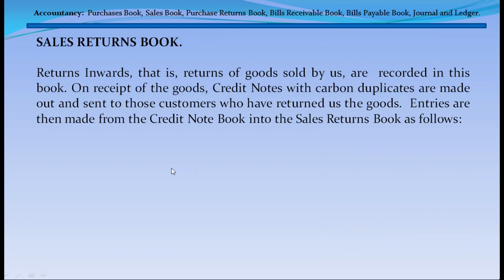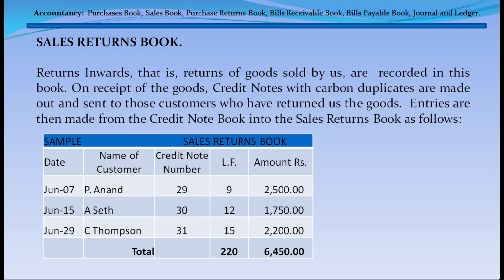Return inwards. Sales returns book. Return inwards, that is, return of goods sold by us, are recorded in this book. On receipt of goods, credit notes with carbon duplicates are made out and sent to those customers who have returned us the goods. Entries are then made from the credit note book into the sales returns book as follows. Sample sales returns book contains date column, name of customer column, credit note number column, ledger folio column, and amount column.